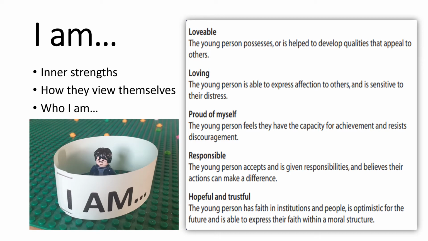Loving. The young person is able to express affection to others and is sensitive to the needs of others. For example, they are able to be empathetic. Pride. The young person feels that they have the capacity for achievement and possesses strategies to overcome discouragement. Responsible. The young person accepts and is given responsibility. Their belief that they can make a difference is nurtured and reinforced.